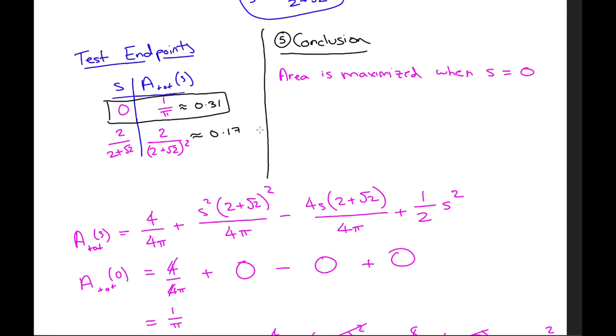Okay. However, what does this mean to us? By saying S is equal to 0, we're saying that we're not going to use any of our string for the triangle. Therefore, what we're saying is that for area to be maximized, we need to use all of our thread for the circle. So we're going to use all of the thread on the circle to make the circle.